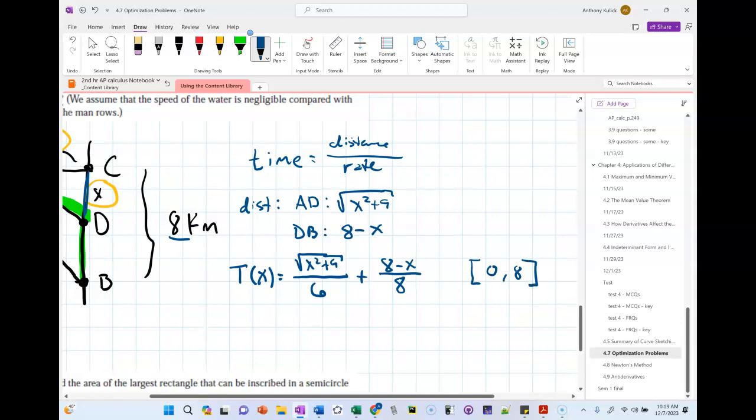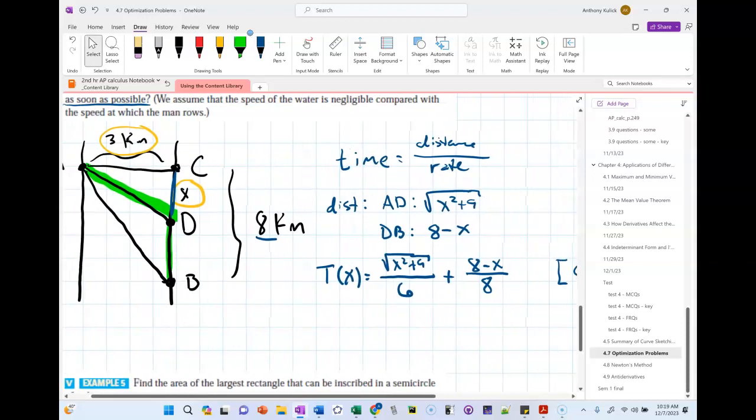And that's closed, right? Because 0 for X implies we're going straight across and then running all the way down. If X is 8, that means we're not running at all, we're just rowing straight there. No, X is 0 is straight across and then run down. X is 8 means we just rowed all the way there. But those are closed because those are options, right?